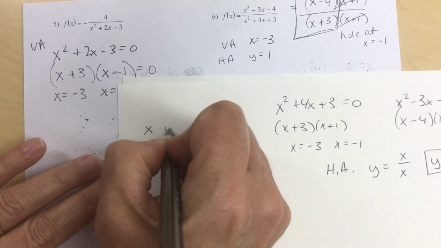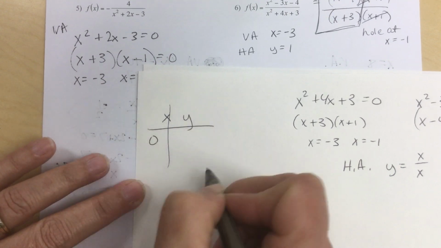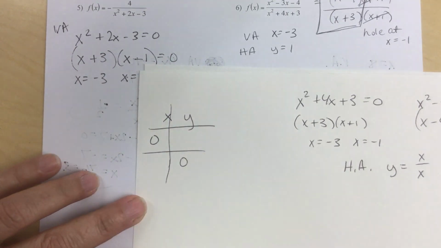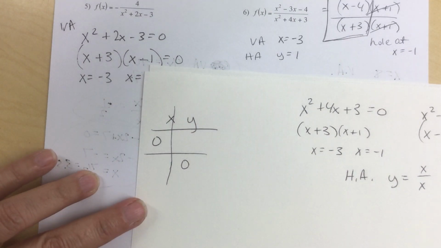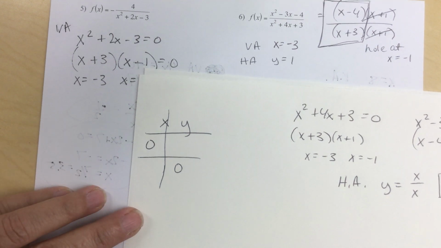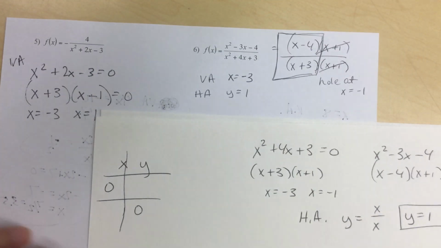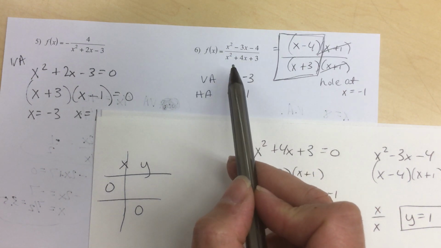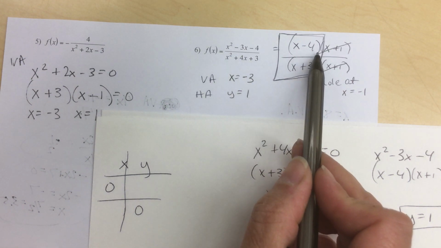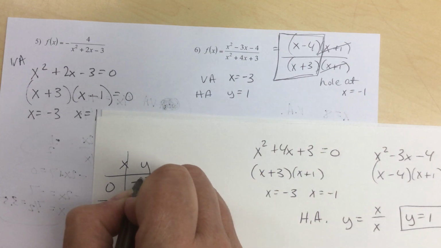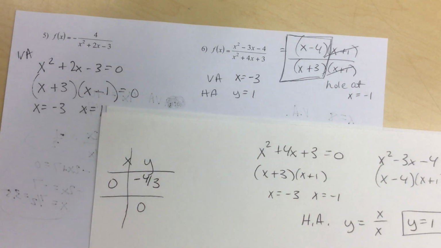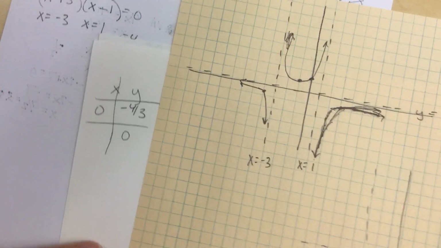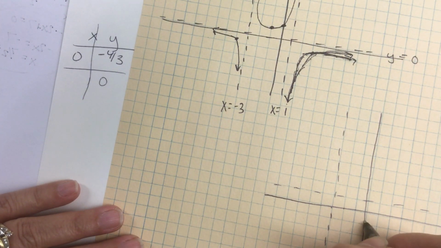So if it helps, make an xy chart, plug 0 in for x and 0 in for y. That's basically what we're doing. So if I plug 0 in for x into, remember our new function is x minus 4 over x plus 3, it won't matter. You could plug it in at the beginning. If you plug it in here, you get -4 over +3. So -4/3. So you can go ahead and plot the point (0, -4/3).